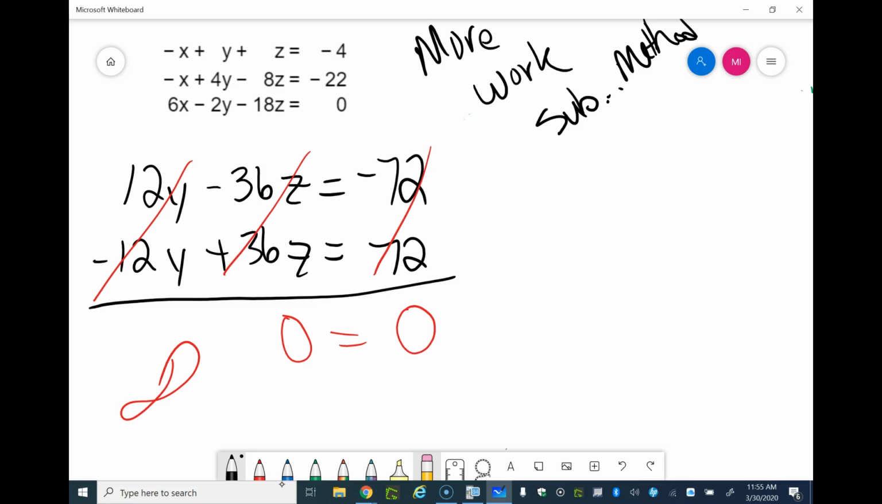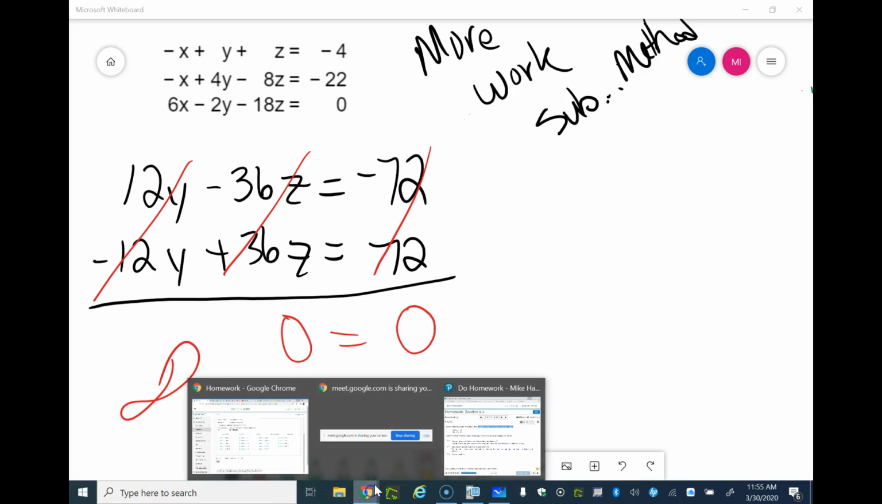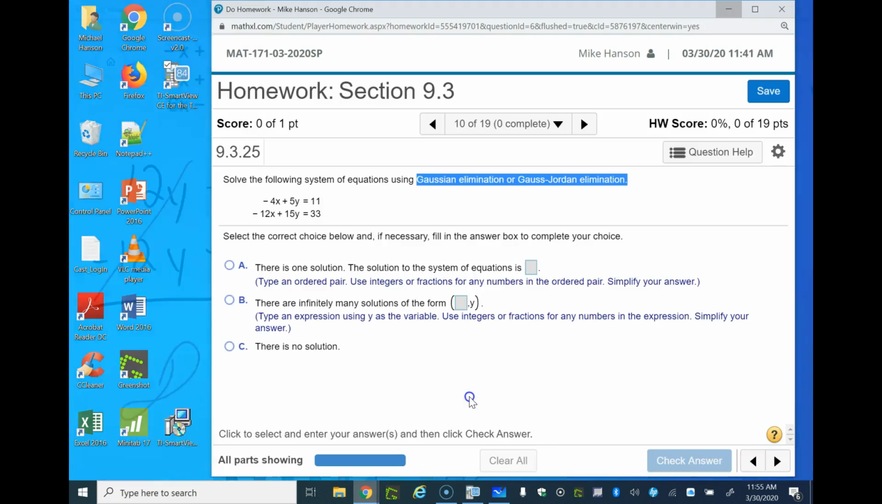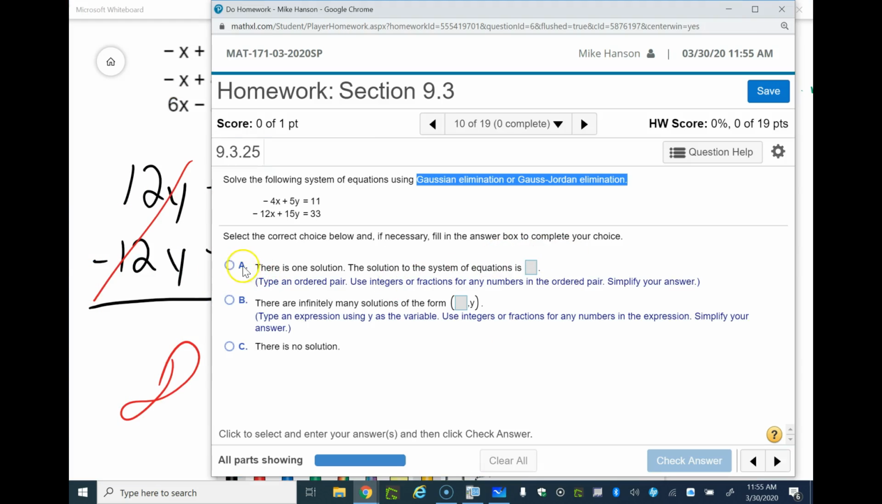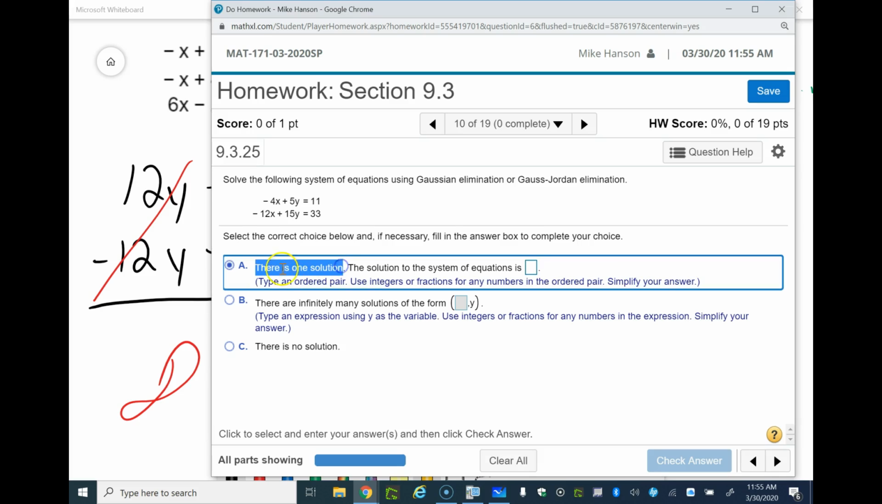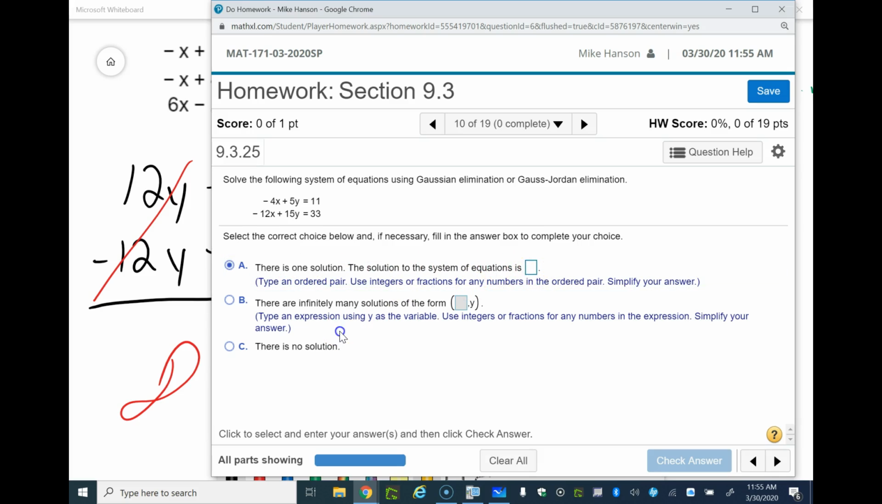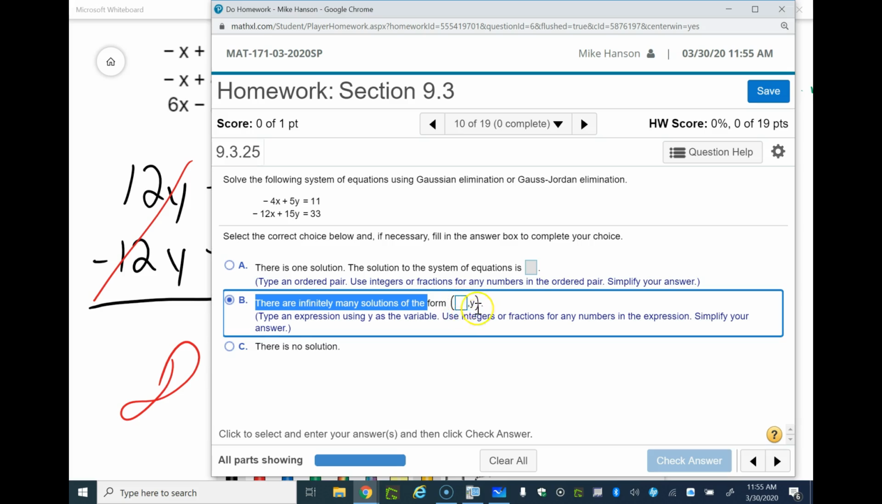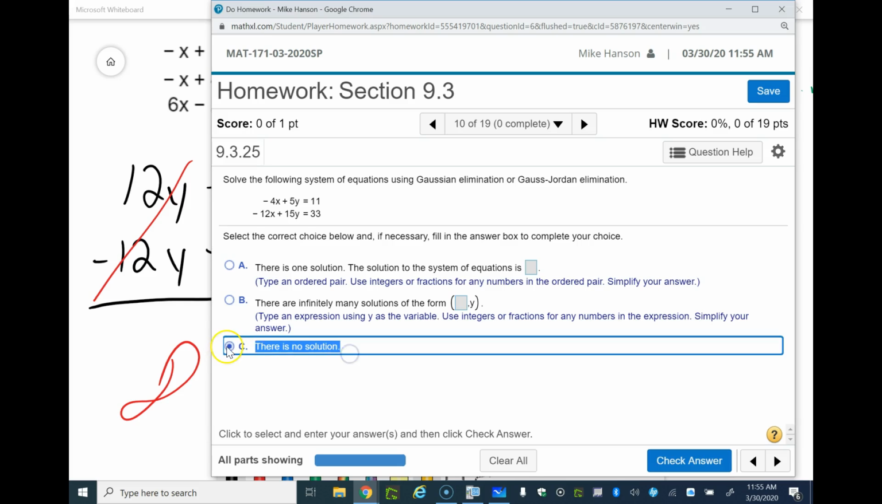No, this is part of the answer. No, because in the problem, and I'll show you in the problem, you have part A where it says there is a solution. That means you get an answer. You put it in this box. Part B says, is there an infinite amount of solutions? Well, if it is, which we just proved, we have to find out what the equation should be that goes here. If it says no, if there's no solution, then we click here and we're done.